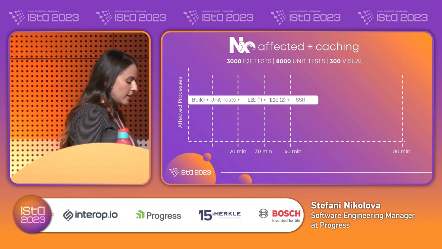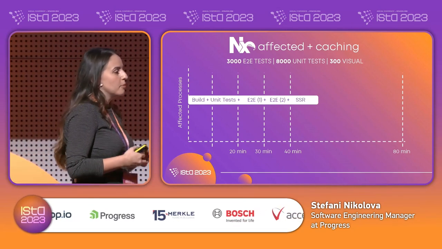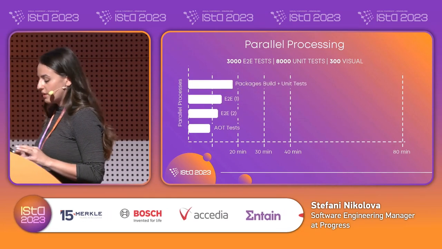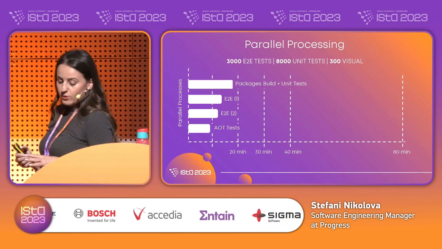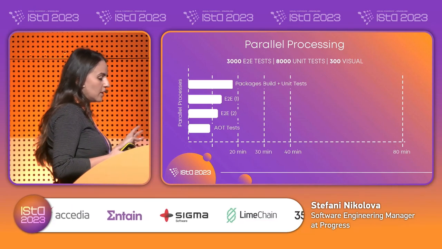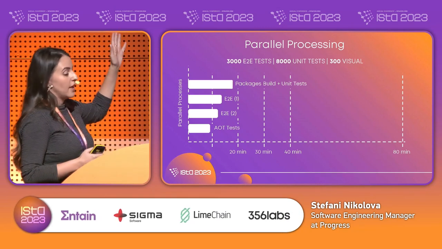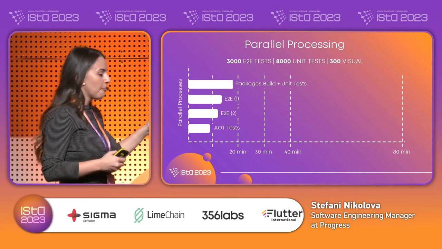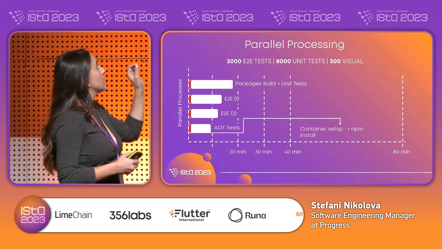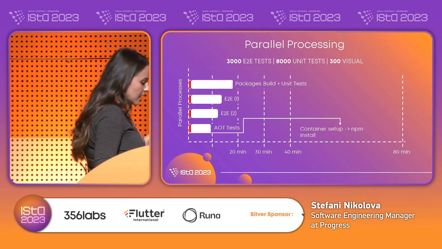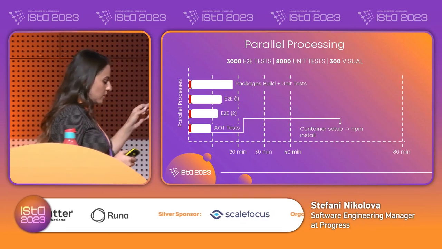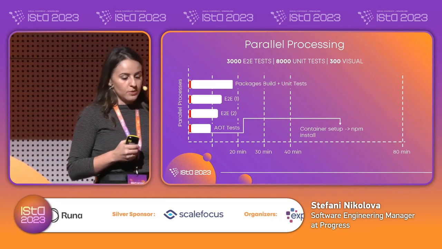In order to deal with that, we introduced parallel processing on two separate levels. First, we split our build in four different parts that could run independently of each other, which allowed them to start all at the same time without having idle time at the beginning. The only thing was that they had all one common part that was repeated in each one of them, and that is they needed their containers to be set up because they were running on different machines, and they needed to install the node modules.